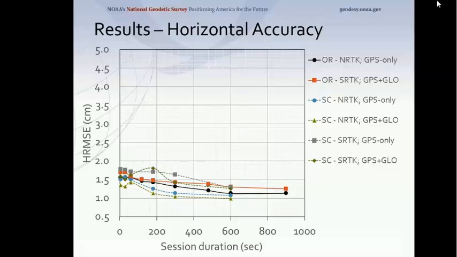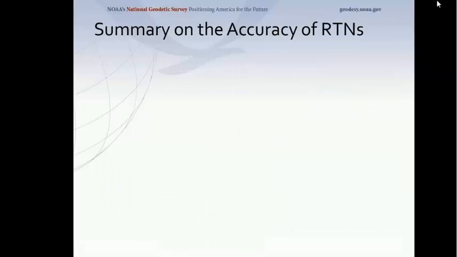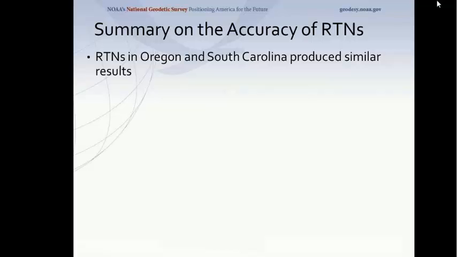But if you look closely, the 3 curves on the bottom of this plot are all network RTK, and the 3 curves up above are single base RTK. So network RTK is maybe slightly better horizontally as well. Okay, so next slide. So kind of to conclude, RTNs in both locations produce similar results.